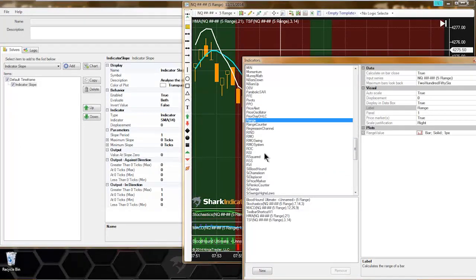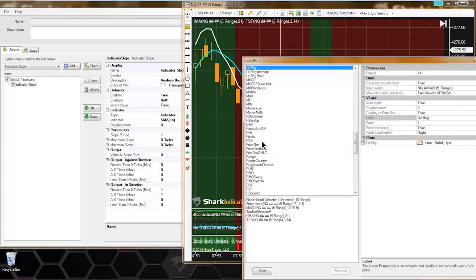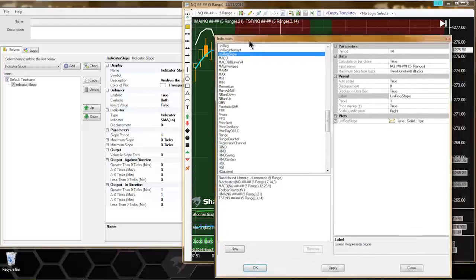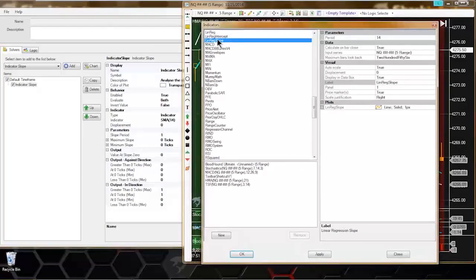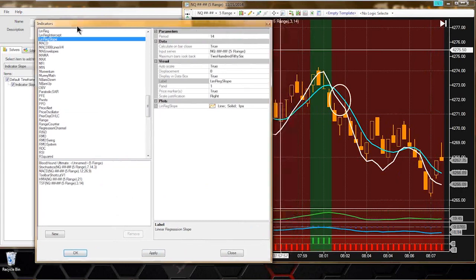Let's see, one of these was a slope. There we go, the linear regression slope. So even though it says linear regression slope, it can still be used. I did some experimenting with it, and it can still be used to determine the slope of any kind of indicator out there. So I'll put this on the chart so we can see visually what BloodHound is reading. Let's add that on there.